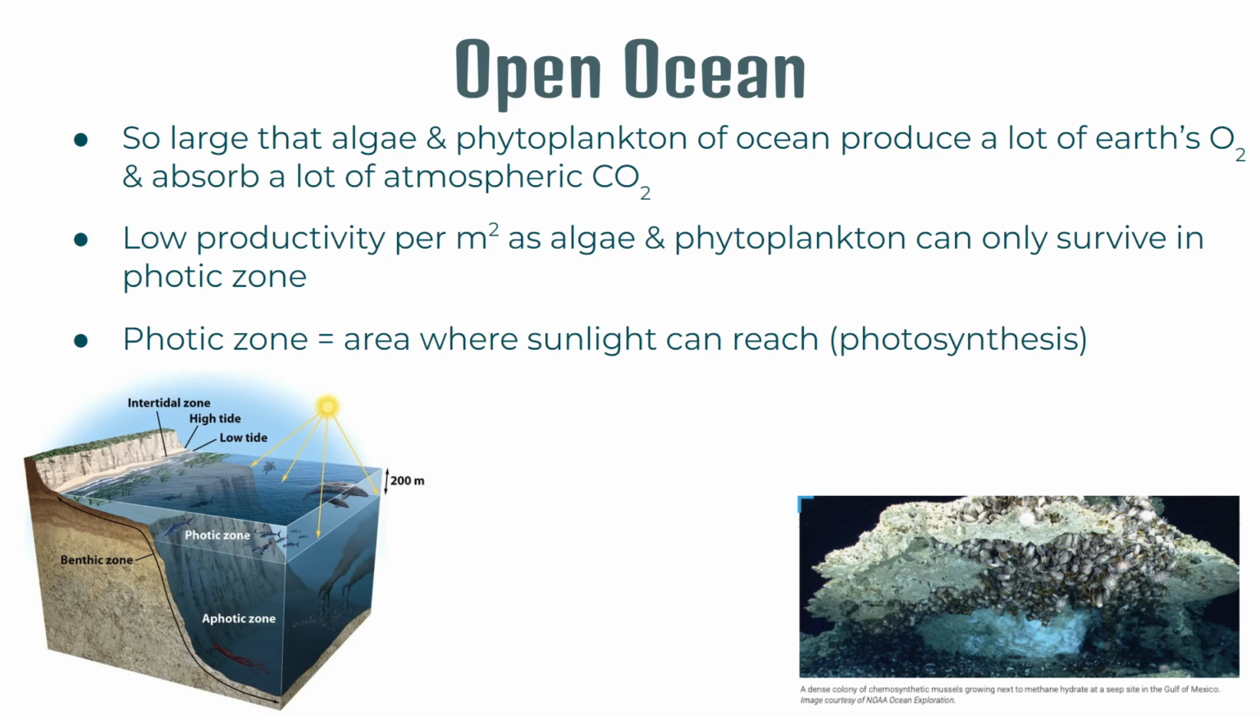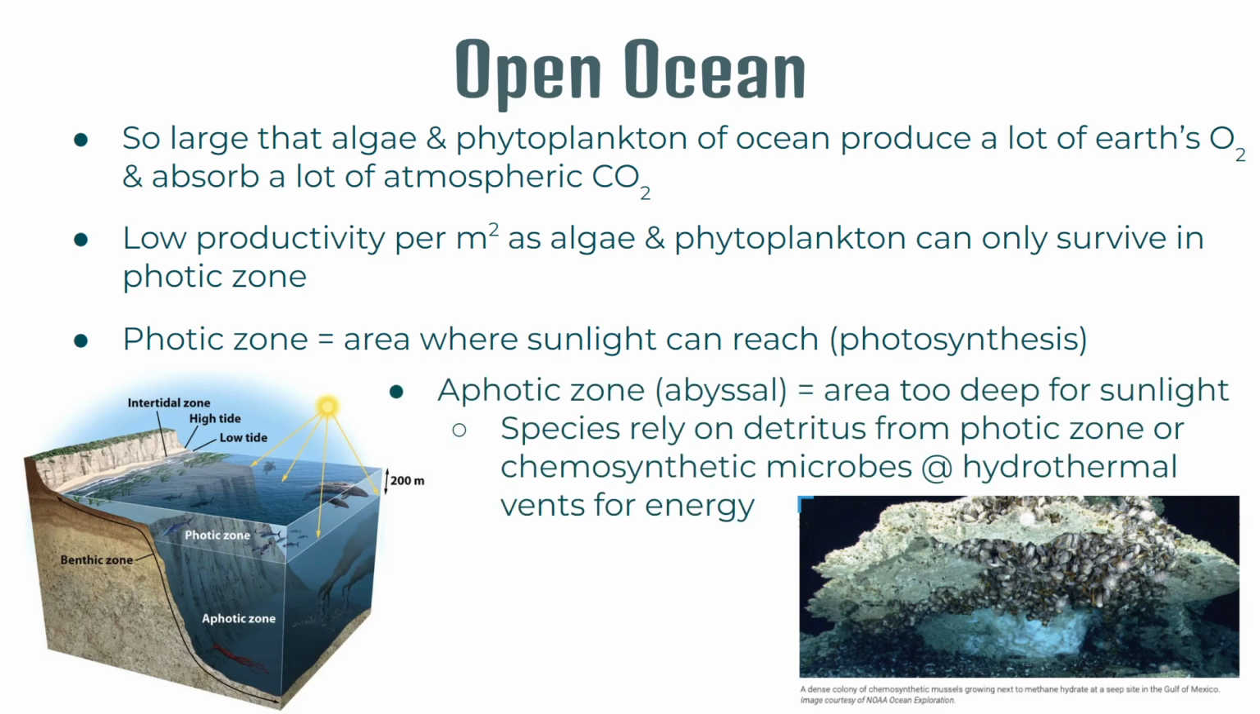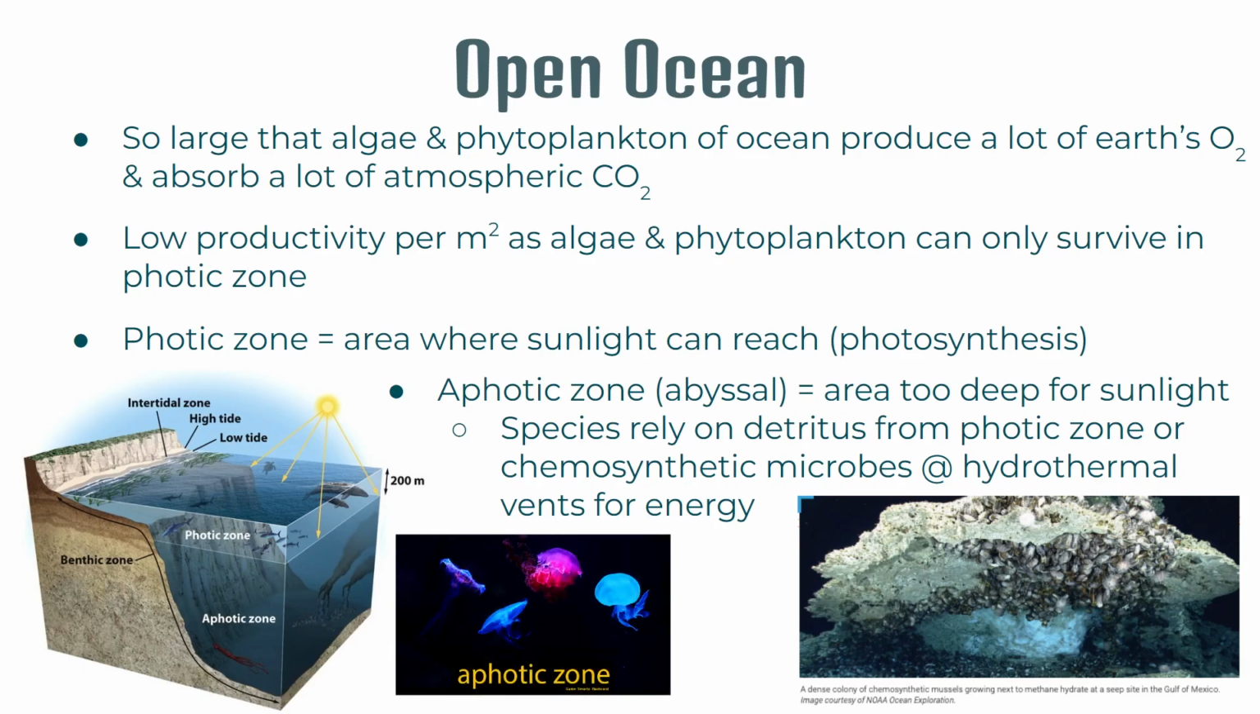We have a couple zones we should know in the ocean. We have the photic zone, which is the area sunlight can reach. That's the area where we will see photosynthesis occurring. Then we have the aphotic or the abyssal zone. This is the zone that is too deep for sunlight to reach, so there's no photosynthesis occurring here. It's really important we should know that the organisms that live in the abyssal or the aphotic zone are going to need adaptations to survive there.